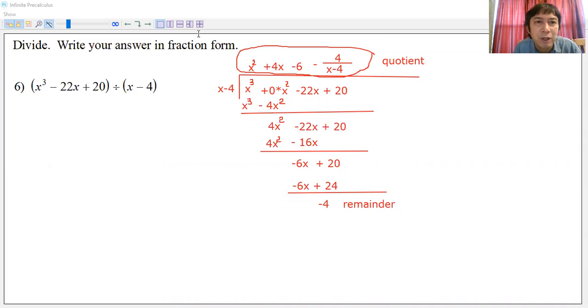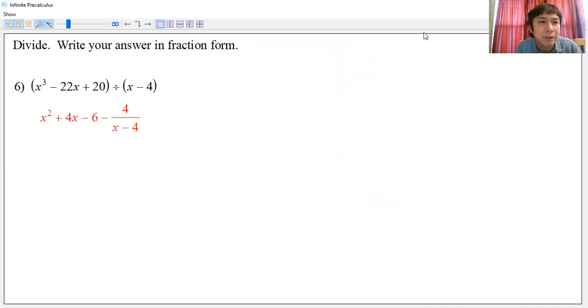So let's check and verify if we have done it correctly. Yes. x squared plus 4x minus 6 minus 4 over x minus 4. That's our answer. Let's continue with the number 7.